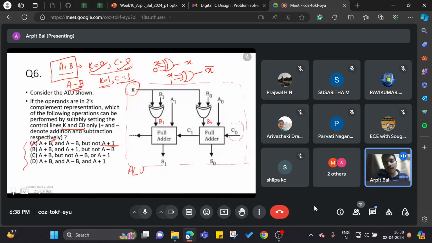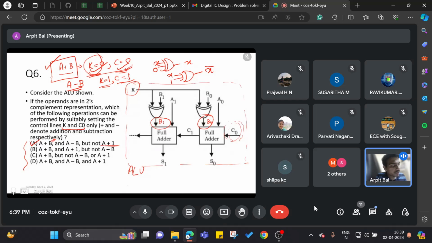Then what we observe is, to get A plus B, if we set the value of K equals to 0, then the true value of B will appear at the input of the full adder here. That's why we set K equals to 0 first. Next, we just need to put C0 equals to 0 so that our A plus B operation is performed properly. So that is how we see that A plus B can be performed by setting K equals to 0, C0 equals to 0. That was the first thing.